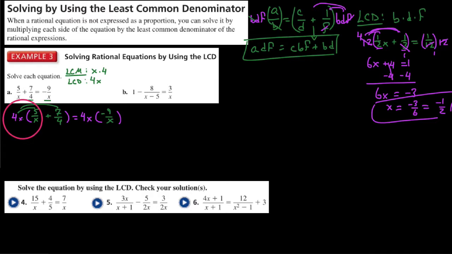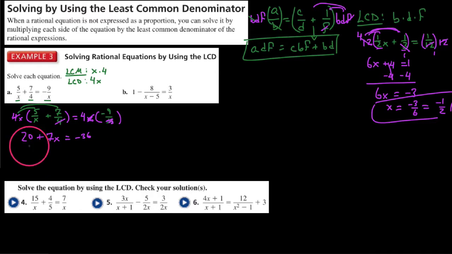So for instance here, 4x times 5 over x, this is tantamount to saying that the x's would cancel out. We get left with 4 times 5. Really, we get a 20 there. Plus now 4x times 7 over 4, the 4 would cancel out with this 4, and we just get left with 7x. So for the left side, we have 20 plus 7x, no denominators any longer. And on the right side, this x here would cancel out with this x here, we get left with a negative 36.